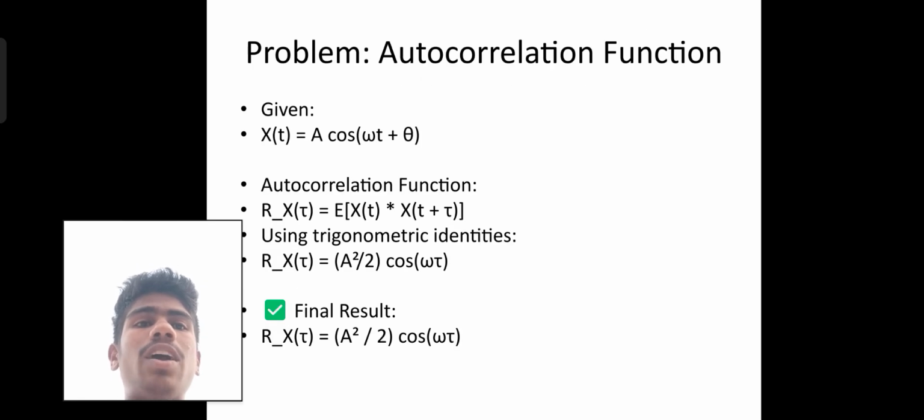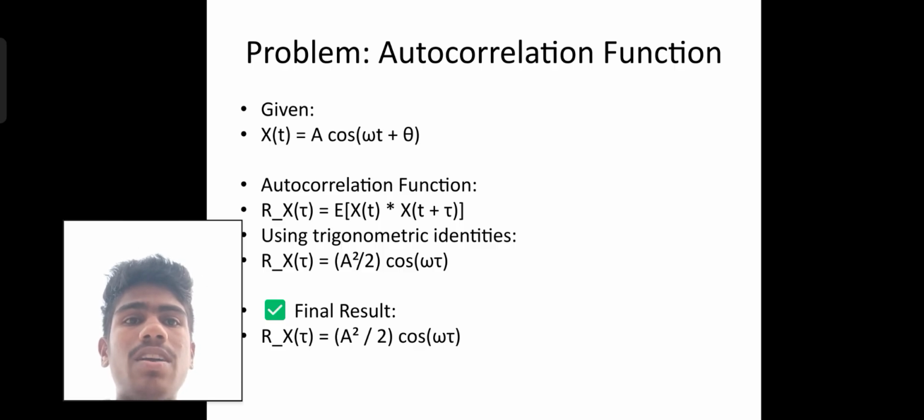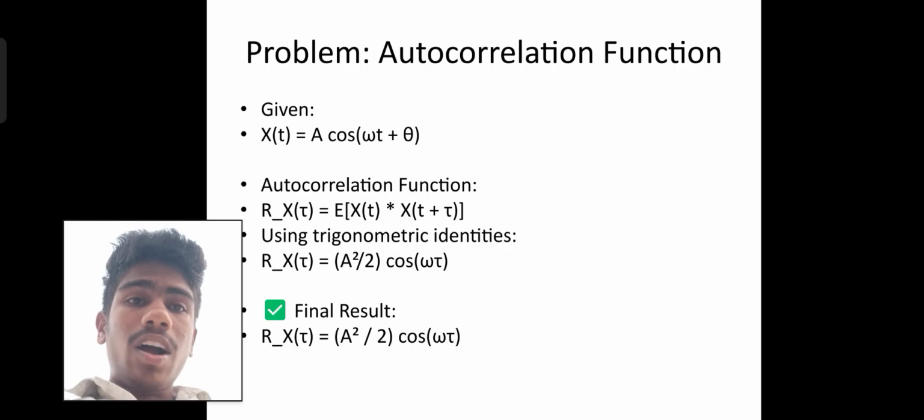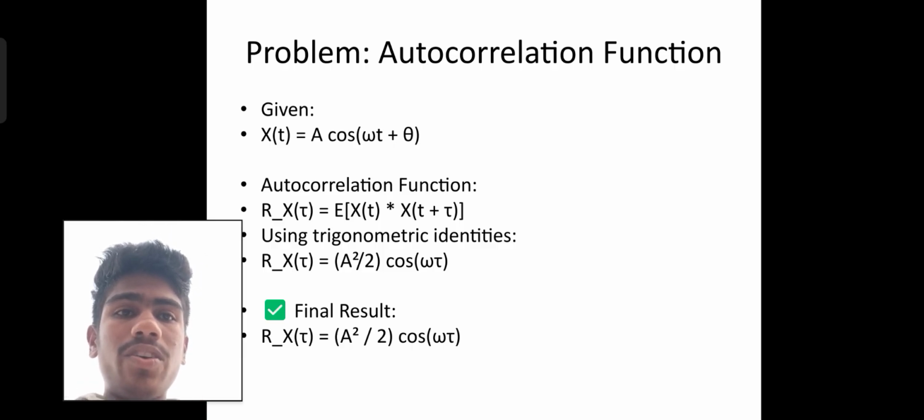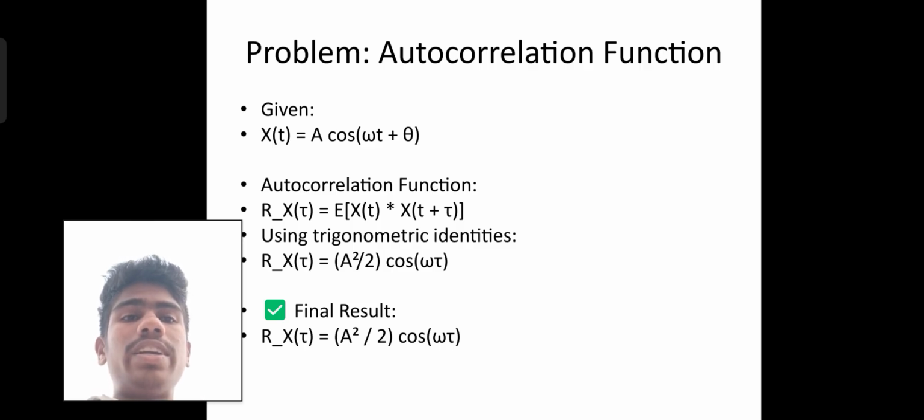Problem 2, on solving the autocorrelation function. Given X of t equal to A cos of omega t plus theta, the autocorrelation function RX of tau is equal to E of X of t times X of t plus tau. By using trigonometric identities, RX of tau is equal to A squared by 2 cos omega tau. The final answer is RX of tau equal to A squared by 2 cos omega tau.